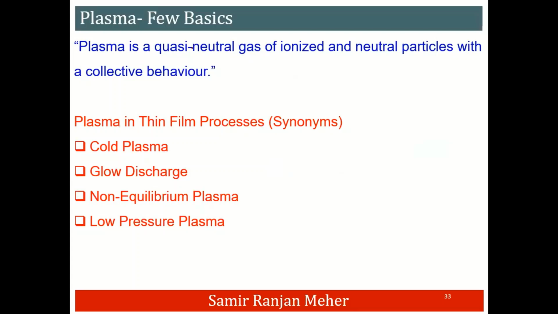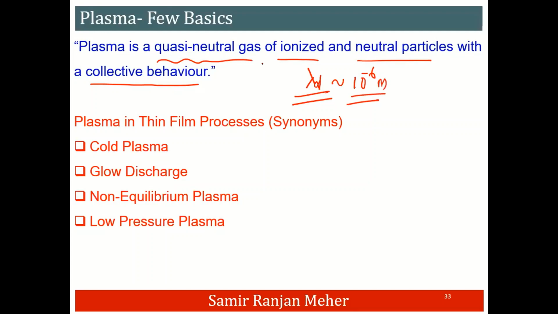So basically, plasma is defined as a quasi-neutral gas. It contains ionized and neutral particles, and the behavior is collective. So let us try to understand what this means. Quasi-neutral means up to a certain range, of the order of the Debye length. One parameter is called the Debye length, within which the charge separation of the ions and electrons takes place, and it is around a few tens of micrometers. So up to this it is not neutral, but outside this, the plasma behaves as a neutral gas.